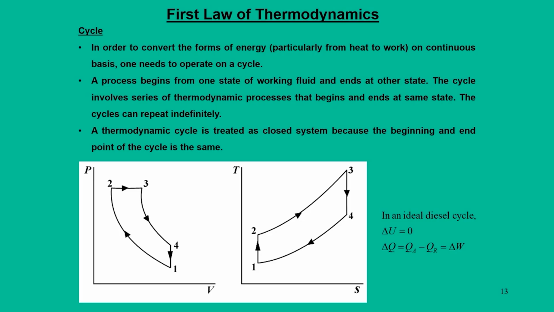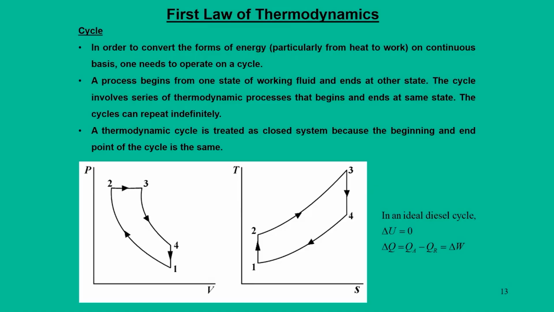Now, I already defined cycle. In our subsequent lectures we will talk about how, if you want to convert energy from one form to another, particularly heat to work, you need a working fluid that has to operate in a cyclic manner, and that working fluid has to undergo some change of states, such that it forms a cycle. For example, this is a particular cycle, the diesel cycle. The process goes from 1, 2, 3, 4 in a particular fashion, and similarly the same process can be shown in a TS diagram.